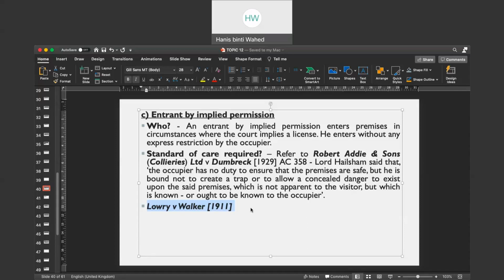Sebab defendant tidak buat apa-apa, tidak brought any action, just allow people to enter melalui field dia untuk ke railway station. Jadi dalam kes ini mahkamah kata defendant was liable. Okay? Sebab ada implied permission. Alright? Okay, so that's on that.